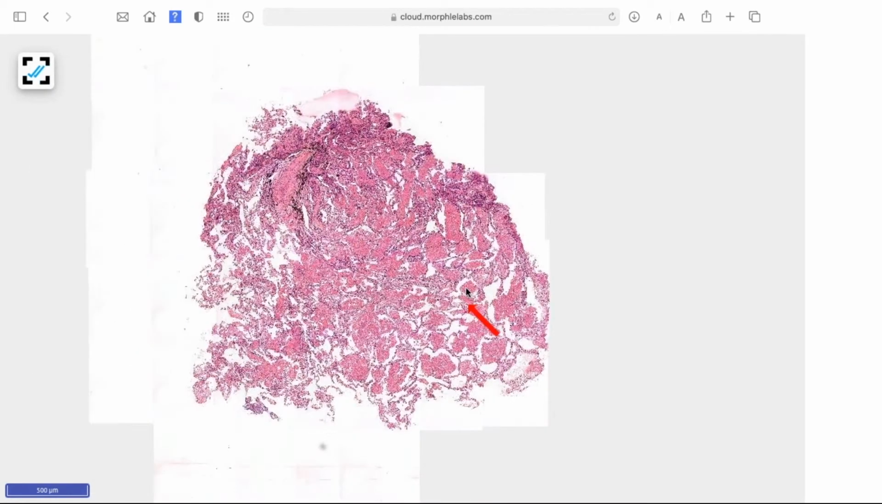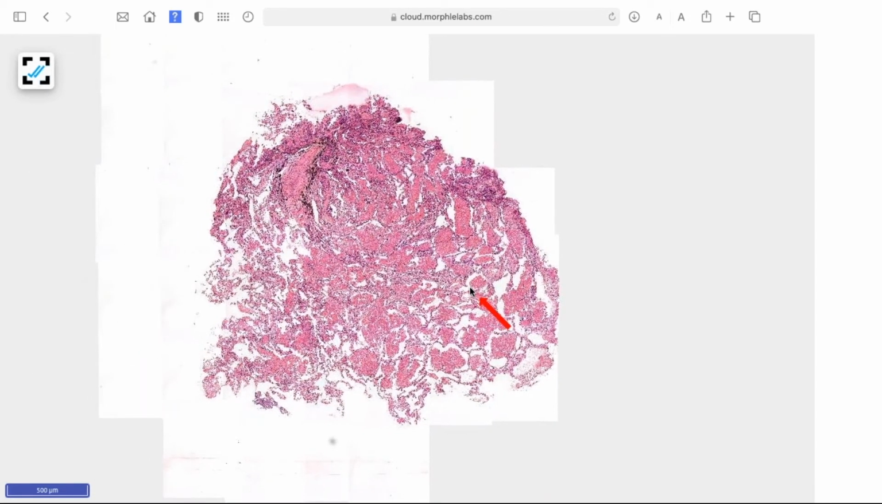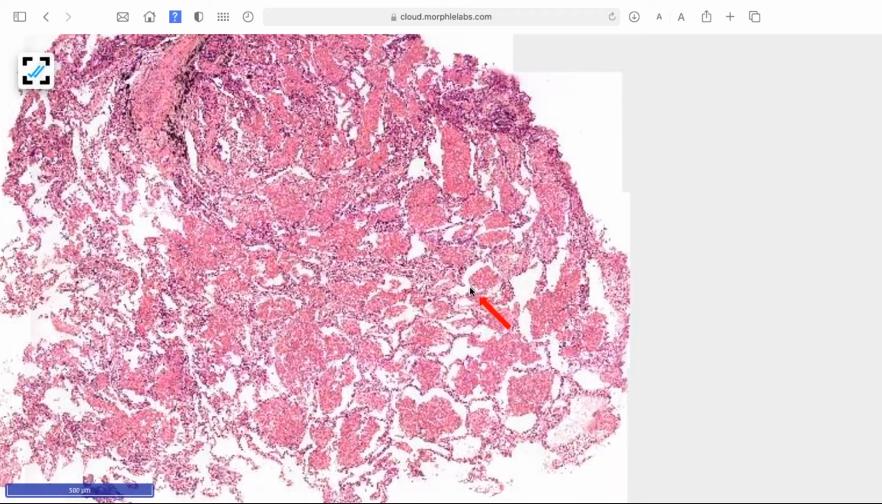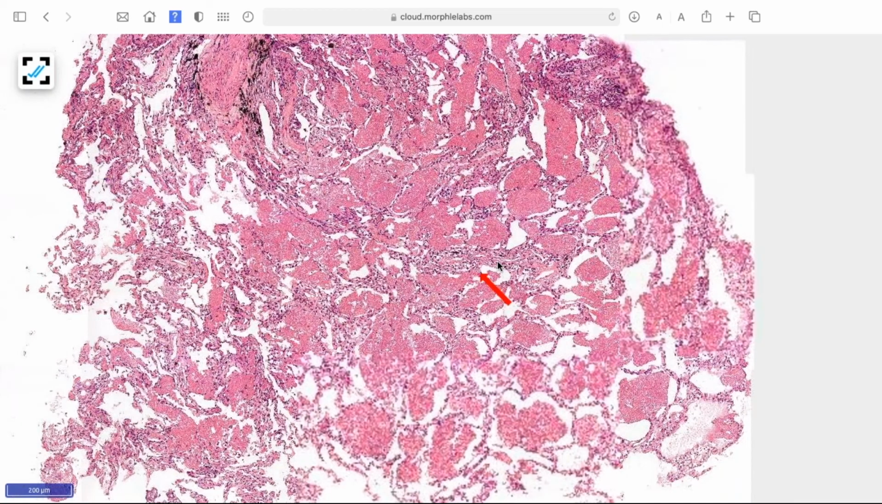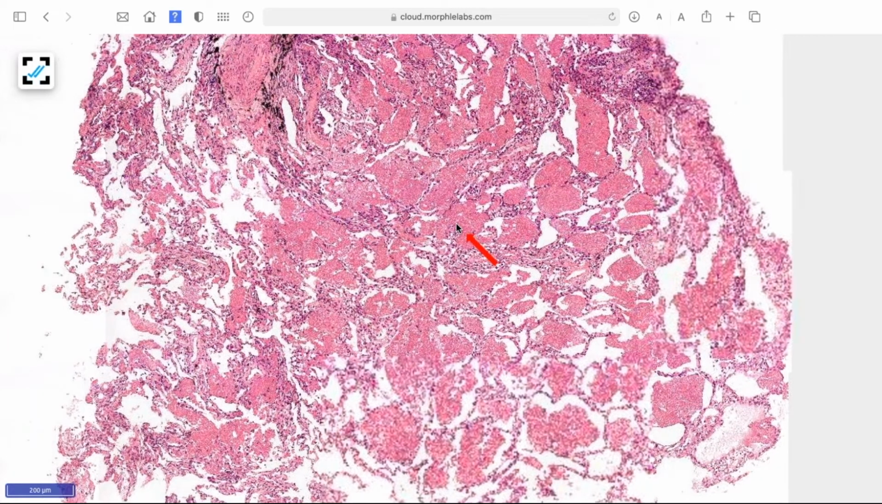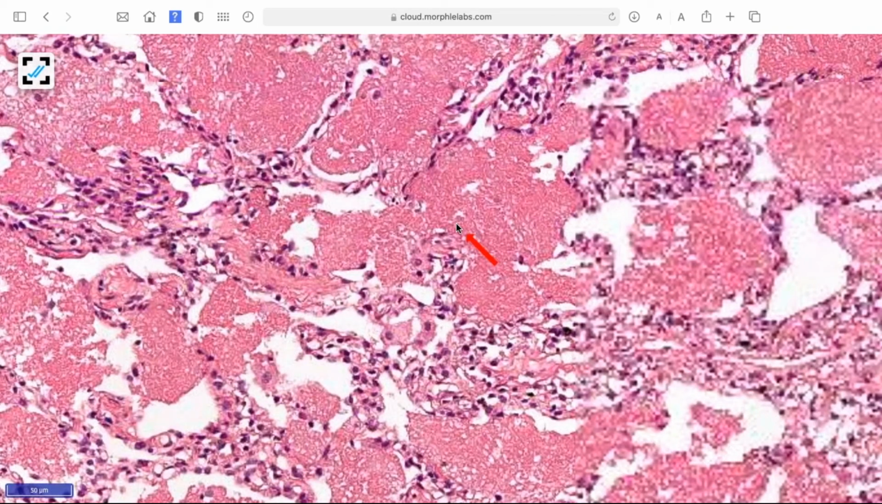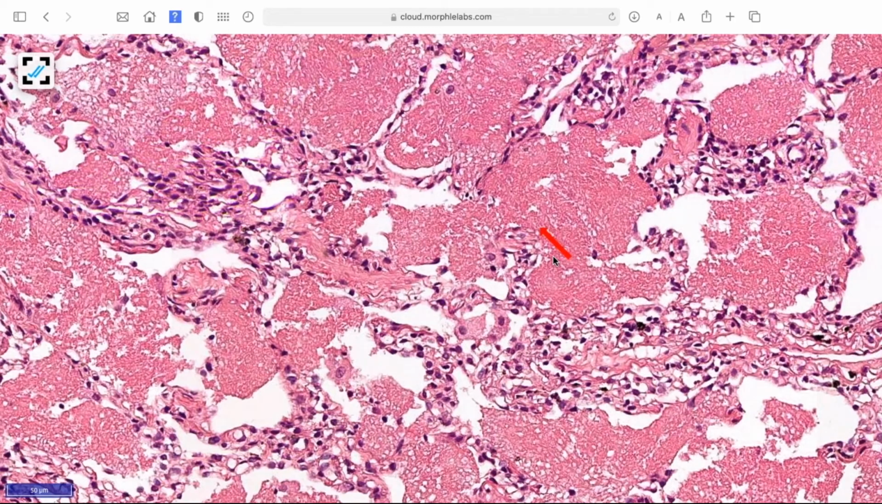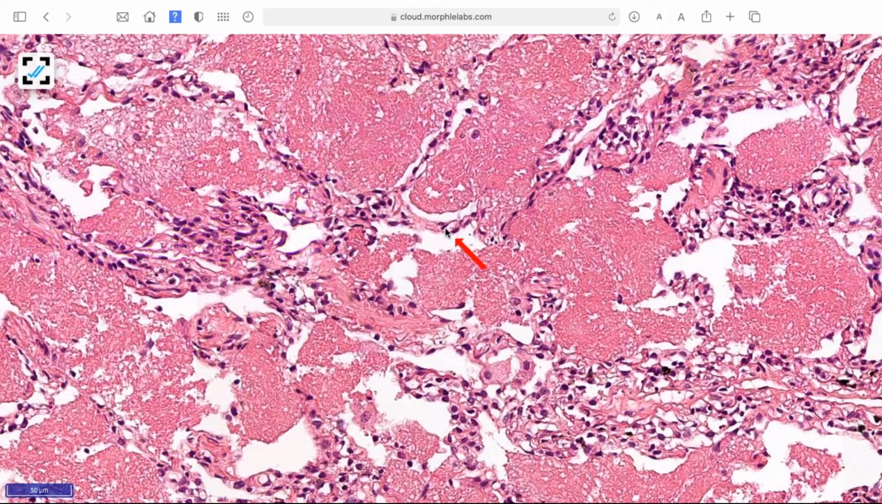Sure. So this is the slide. This is the transbronchial biopsy, and you can see the nice eosinophilic material in the alveoli. The alveolar septa look normal. And go to the high power. Just wait for 1 minute for the scanning image to get clear.